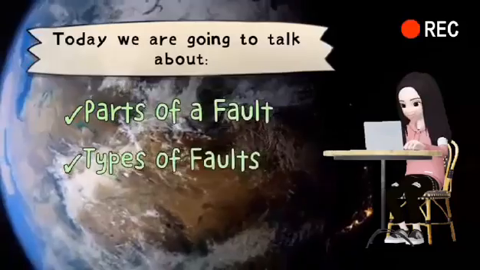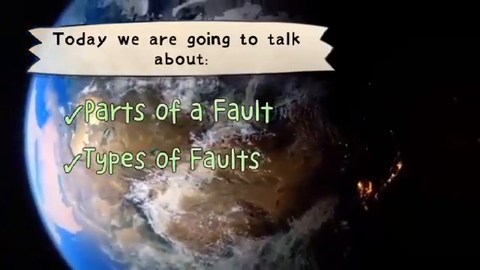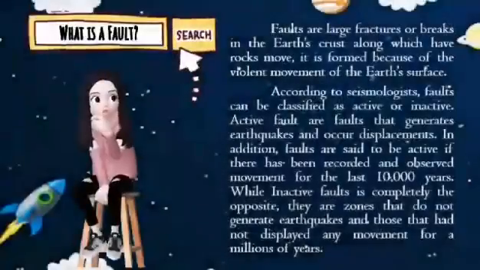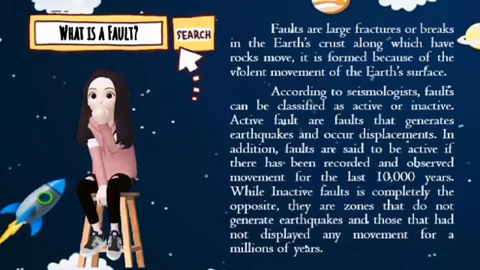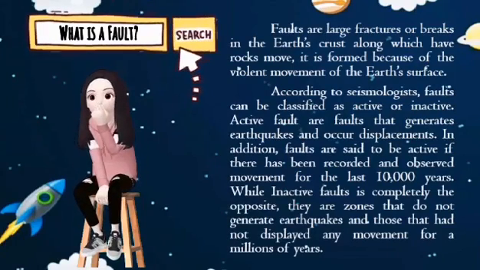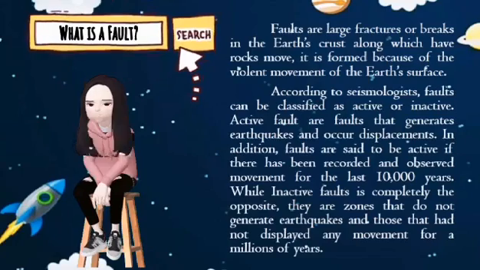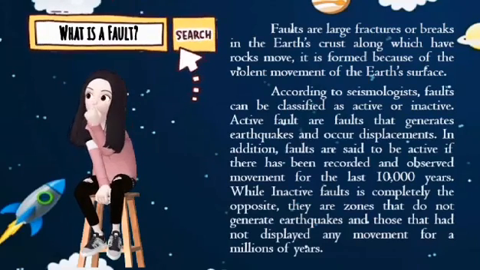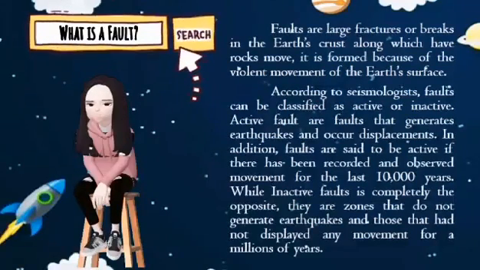For today's video, we're going to talk about the parts and types of a fault. But first, let's define the meaning of a fault. Faults are large fractures and breaks in the Earth's crust, along which rocks have moved. It is formed because of the violent movement of the Earth's surface.